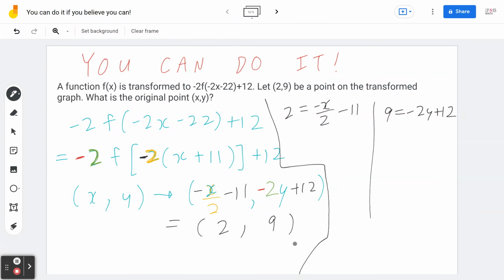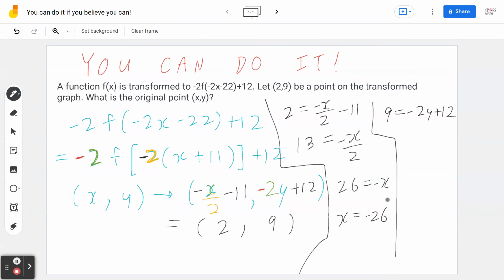You solve for x. The opposite of subtracting 11 is to add 11. 2 plus 11 is going to be 13. The opposite of dividing by 2 is to multiply by 2. Let's erase this to give you more space. So 13 times 2 is going to be 26. And of course, the opposite of dividing by negative 1 is to multiply by negative 1. x equals negative 26.